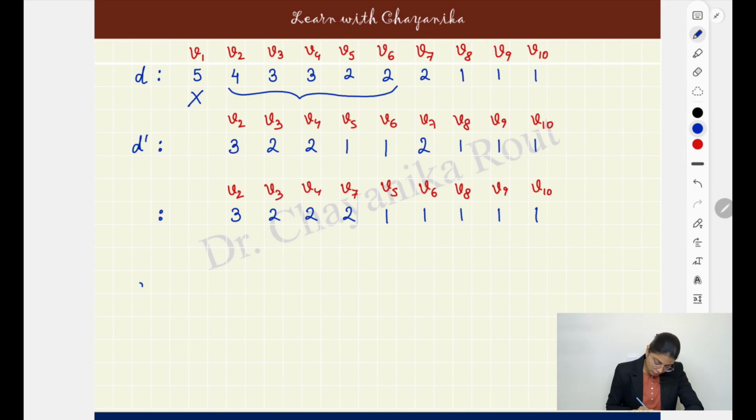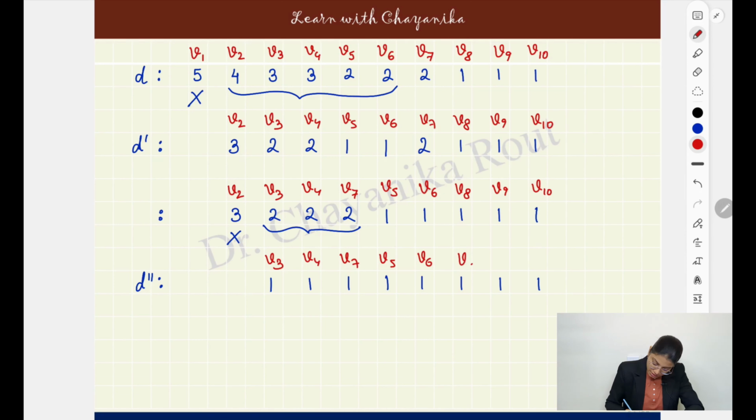Let's now find out the next, that is D double dash. Delete the very first, that is the largest. You are deleting 3 here. So next 3 elements will face reduction. So they will turn 1, 1, 1, and the remaining all are 1s. So I will keep them as it is. Next job, label V3, V4, V7, V5, V6, V8, V9 and V10. Now see, all of them are 1.